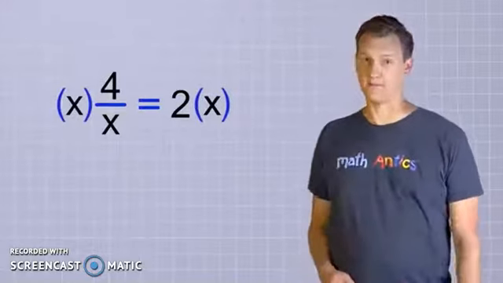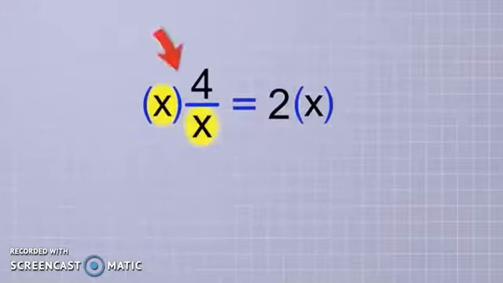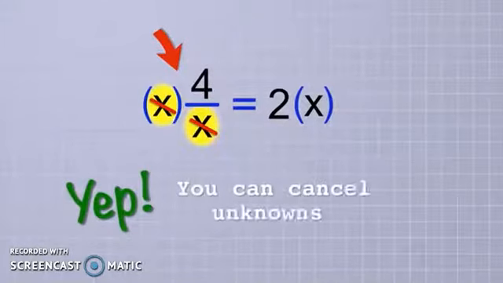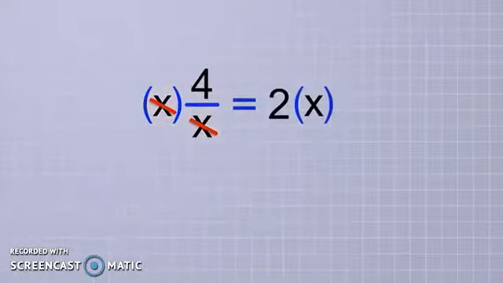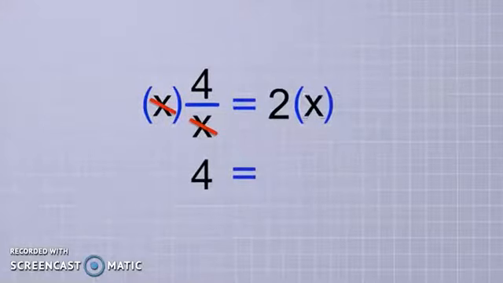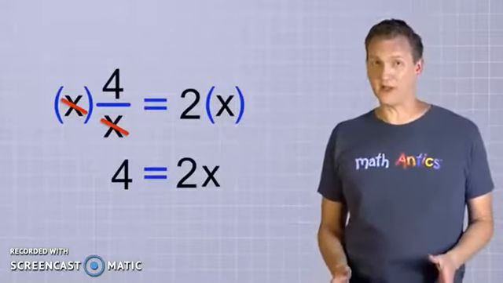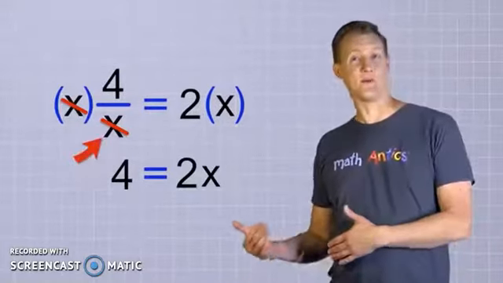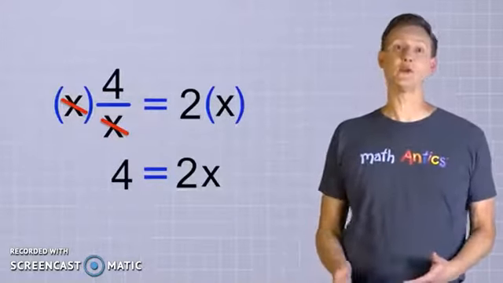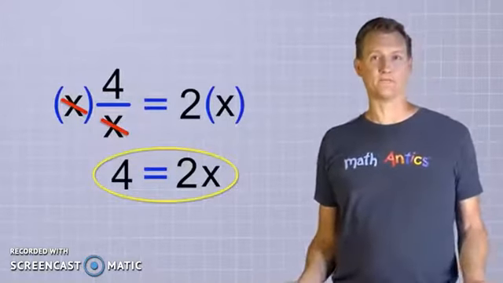Watch what happens then. The x's on this side of the equation will cancel. Yep, you can cancel unknowns and variables exactly like you can regular numbers. That will leave us with just 4 on this side of the equation. And on the other side, we have 2 times x, or 2x. True, that didn't solve the equation, but it did get rid of the tricky x on the bottom, and it changed our equation into a problem that we already know how to solve.